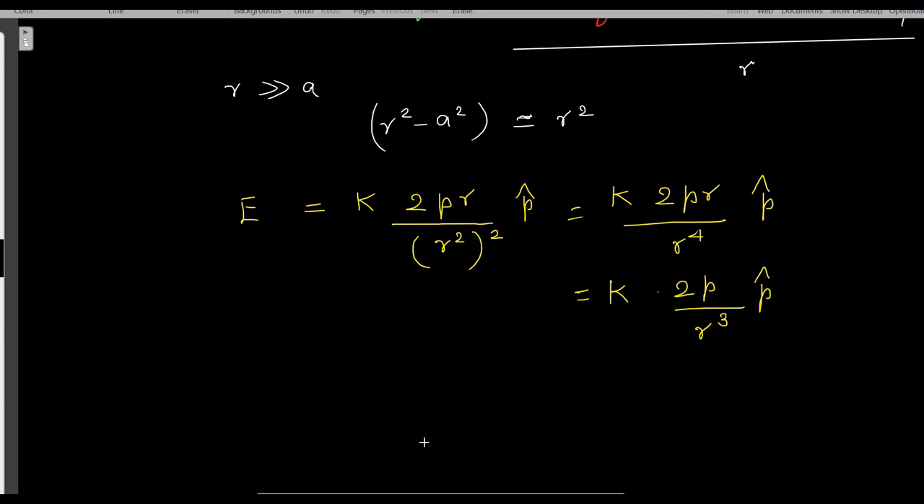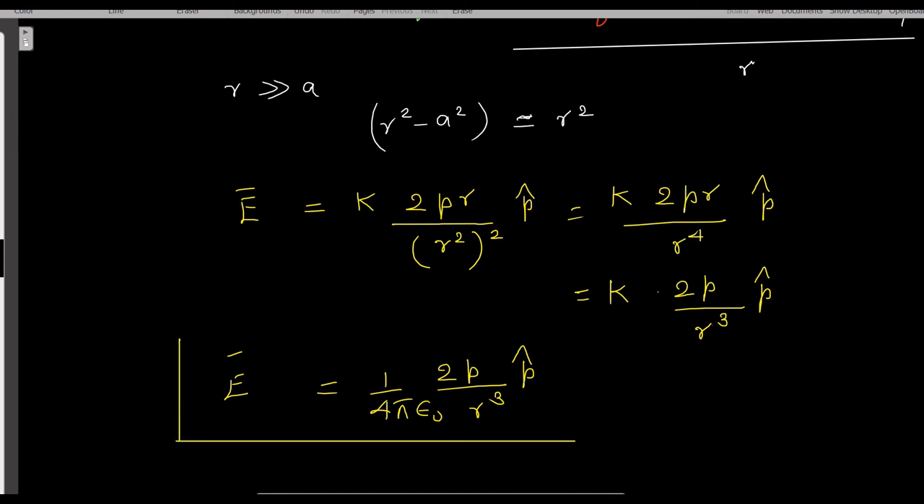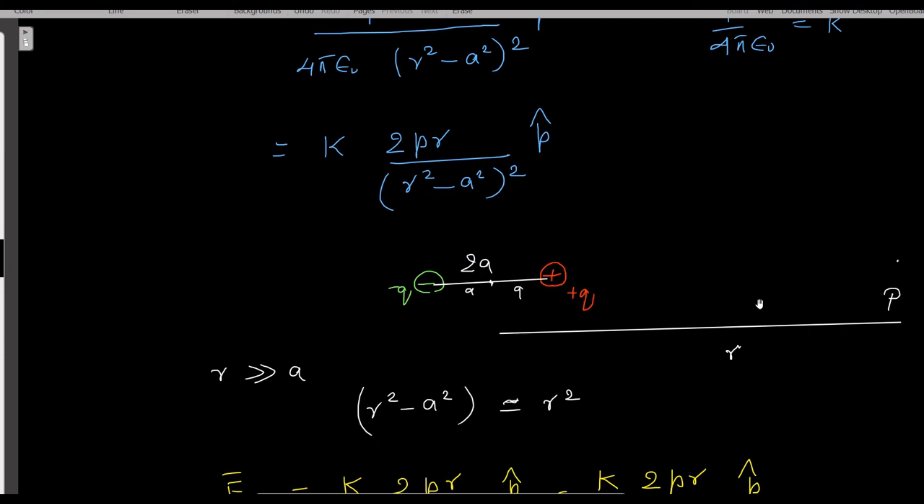So already we know K is equal to 1 by 4 pi epsilon naught. On substitution, we get vector E equal to 1 by 4 pi epsilon naught, 2p by R cubed into unit vector P. This is the total electric field at a point P which is very far away from the electric dipole. Thank you.